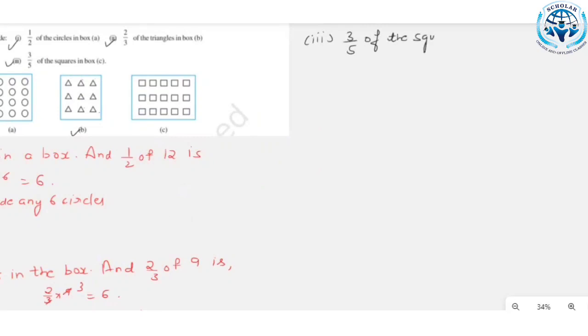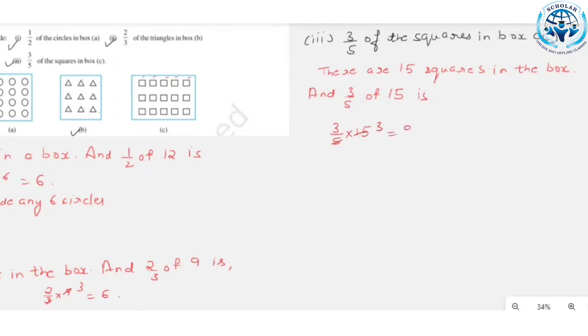3 by 5 of the squares in the box. There are a total of 15 squares. So we will find out 3 by 5 of 15 first. 5 3s are 15, 3 3s are 9. That means we have to shade 9 squares.